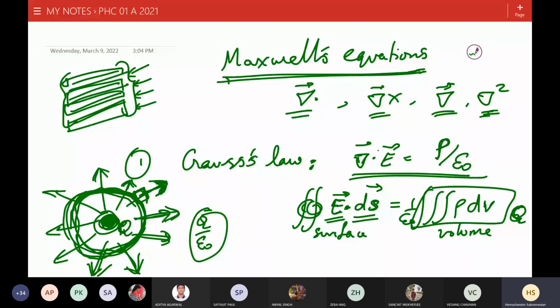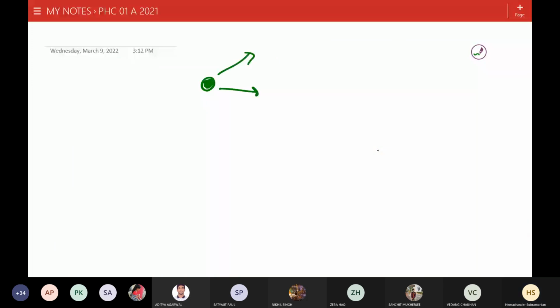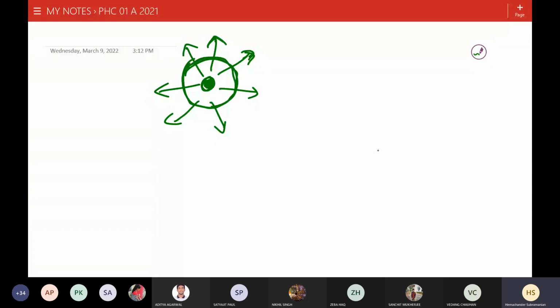So basically, what Gauss's law says is that if you have a certain amount of charge, how much electric field goes out from the charge is proportional to the charge inside. Now, how do you measure how much electric field is going outside? One way is to take the electric field vector, dot it with the surface element, and integrate over it. But there is also another way.